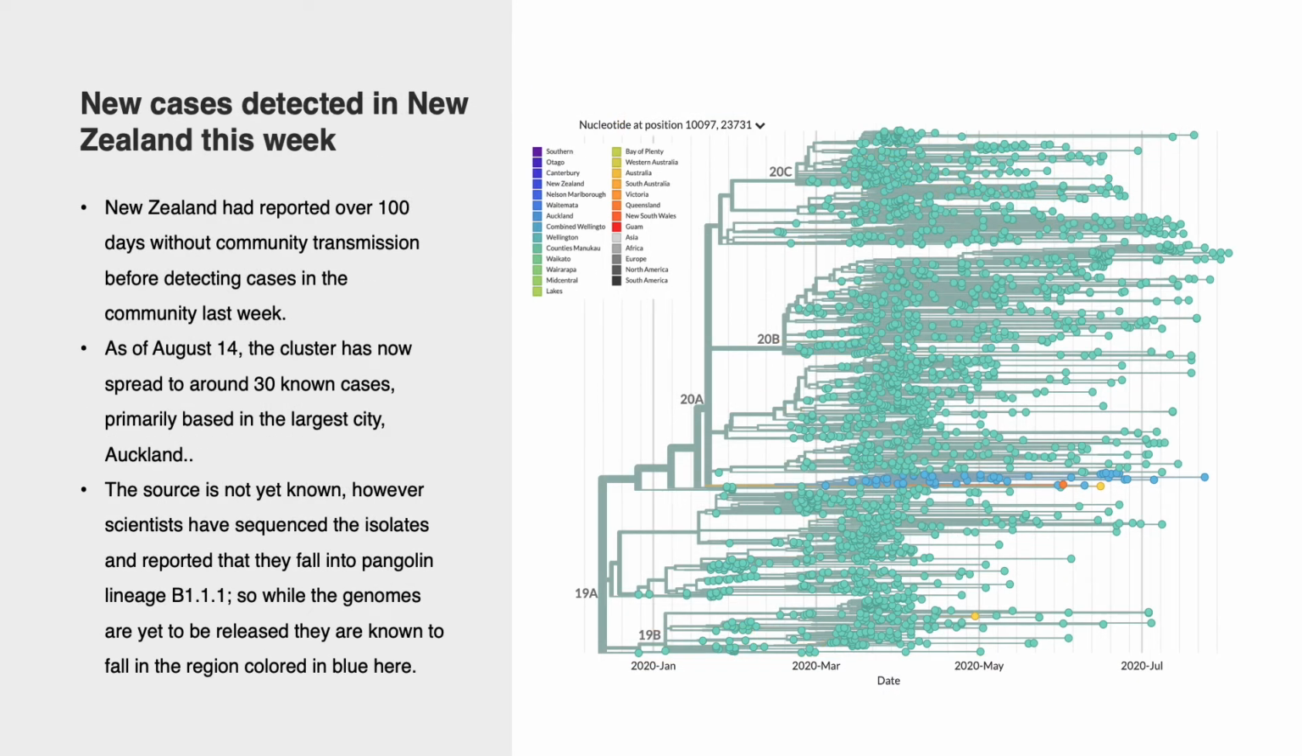New Zealand had reported over 100 days without community transmission before detecting cases in the community last week. As of August 14th, the cluster has now spread to around 30 known cases, primarily based in the largest city, Auckland. The source is not known yet. However, scientists have sequenced the isolates and reported that they fall into pangolin lineage B1.1.1. So while the genomes are yet to be released, they are known to fall into the region colored in blue here. This lineage originated in Europe, but has since been observed in multiple regions around the world.